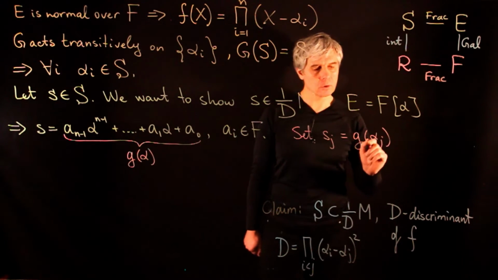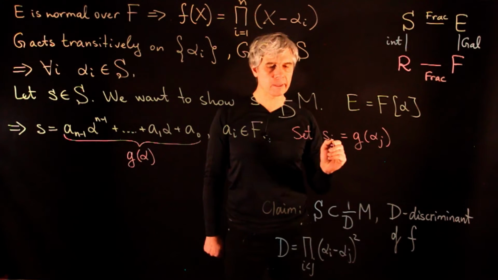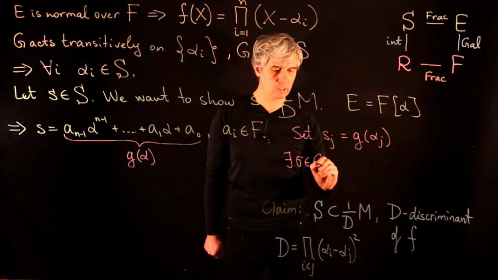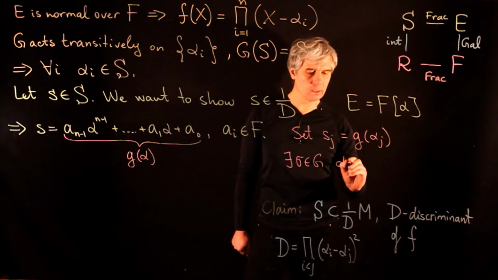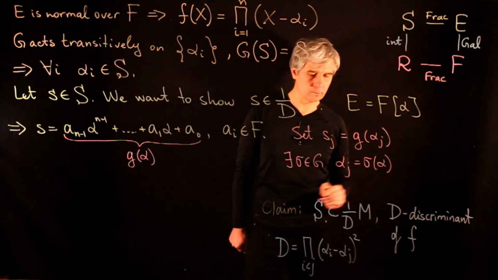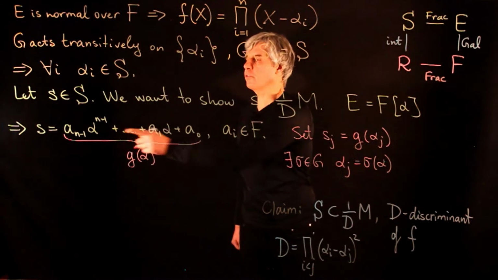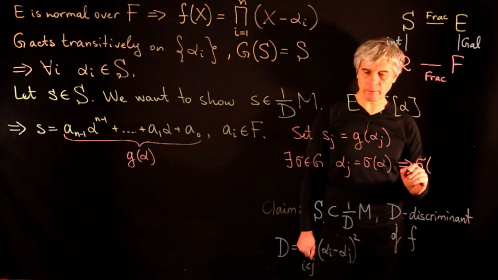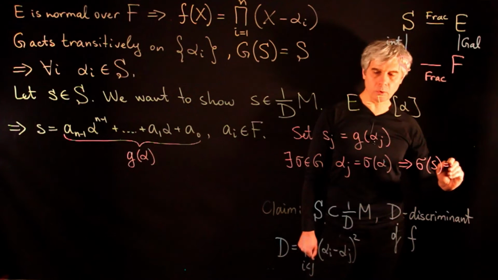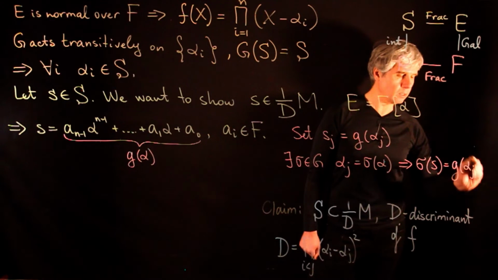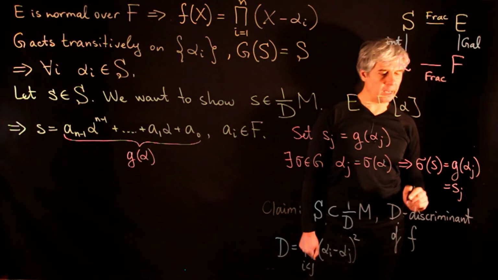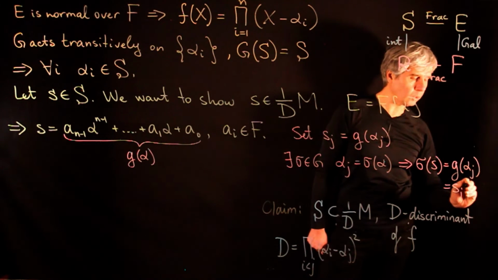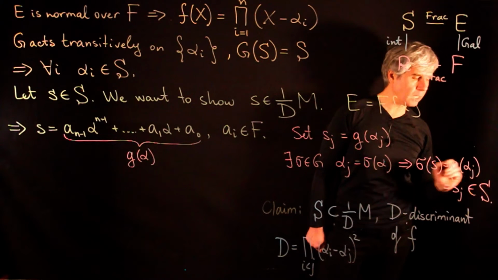Let us set s_j to be g(alpha_j). So the alpha_j's form an orbit under the action of the Galois group. This means that there exists sigma in G such that alpha_j is sigma of alpha. But then, since the coefficients of the polynomial g are in F, sigma of s is equal to g(alpha_j). So this is s_j. And because s is invariant under the action of G, we conclude that all s_j's are elements of the ring S.